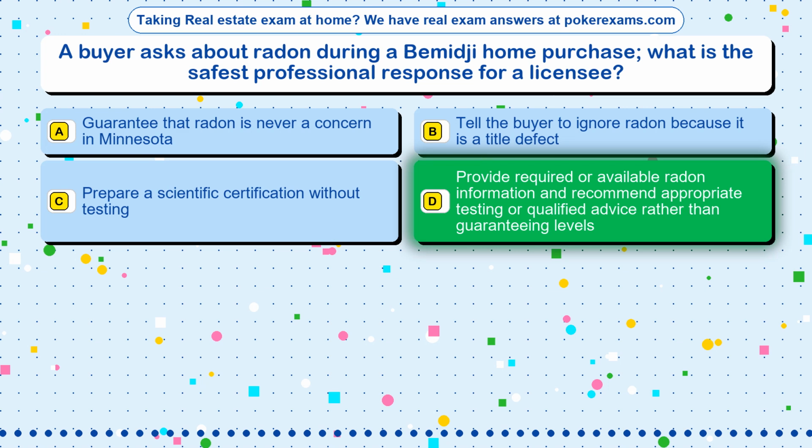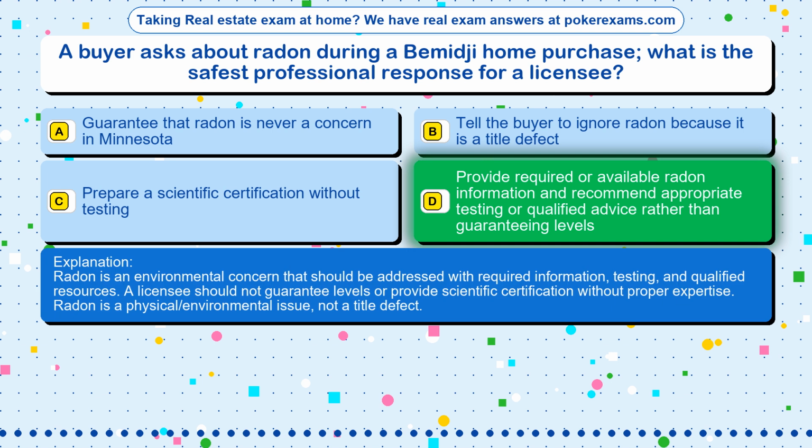The correct answer is option D. Provide required or available radon information and recommend appropriate testing or qualified advice rather than guaranteeing levels. Radon is an environmental concern that should be addressed with required information, testing, and qualified resources. A licensee should not guarantee levels or provide scientific certification without proper expertise. Radon is a physical/environmental issue, not a title defect.